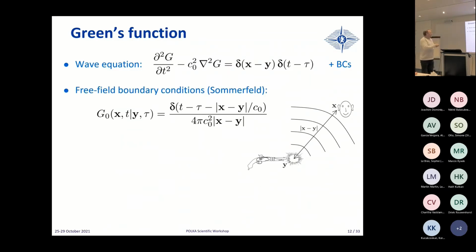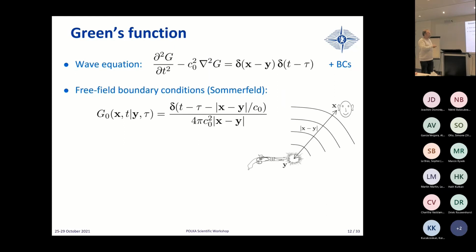And so, if you are in free field, the good news is that we know the solution. It's given to you, and the solution is this function g that I call 0. The 0 is to indicate that it's a free field boundary condition. It's this delta function, the Dirac function, and we have a denominator which is like 1 over r.